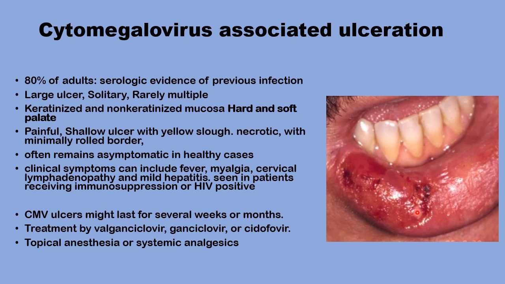They are painful and shallow ulcers with minimal rolling of the edge. The base of the ulcer is usually covered by a necrotic slough. The cytomegalovirus ulcer may persist for a few weeks or few months. The ulcer would heal very slowly. It's usually treated by antiviral agents plus a topical anesthetic and systemic analgesia due to the painful ulcer.